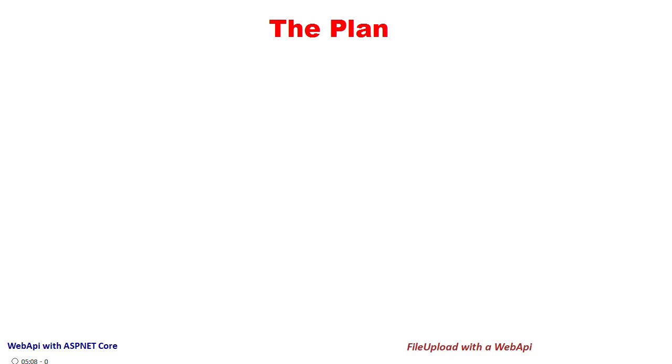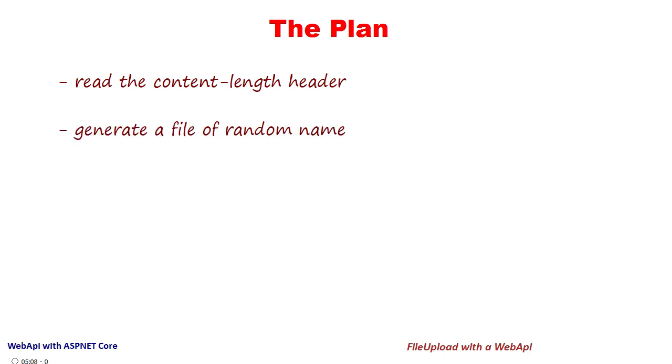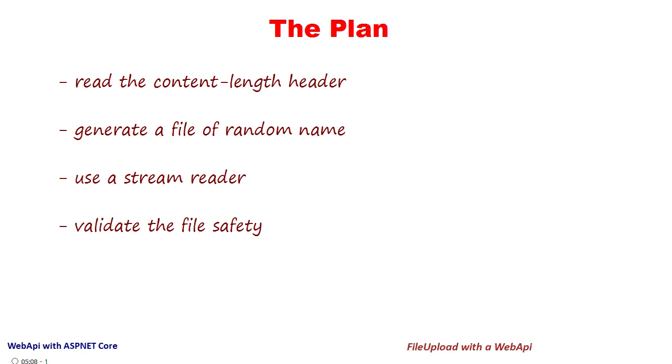We'll write a POST type of web API that will first of all read the content length header to validate the size of the incoming file. Secondly, it will generate a file of random name in a suitable folder, and then we will save the request body into that file by using a stream reader. The code for malware detection can then be added to validate the file safely, but it's beyond the scope of this tutorial, so we will not present that code, but we'll make a space where that code can be added.